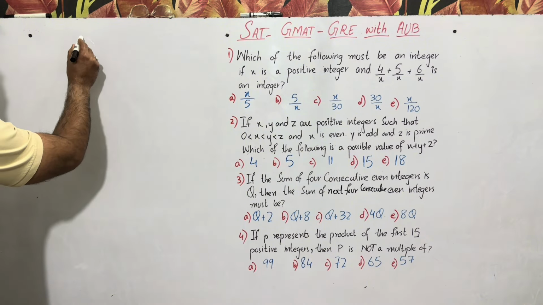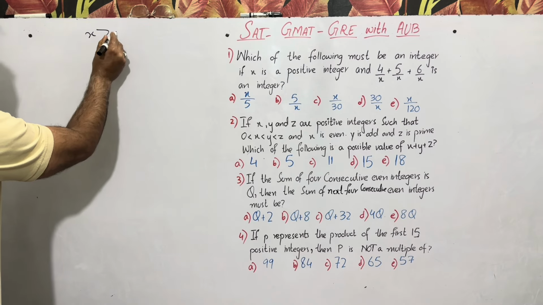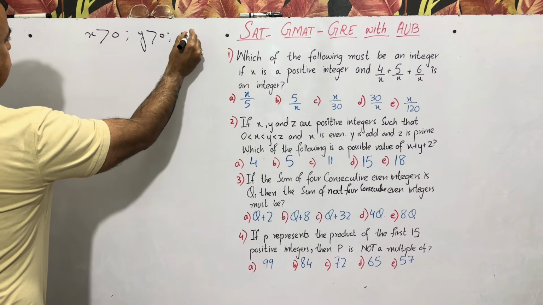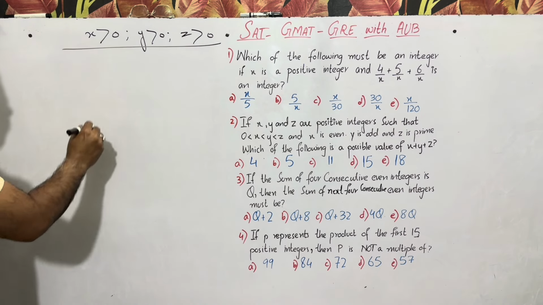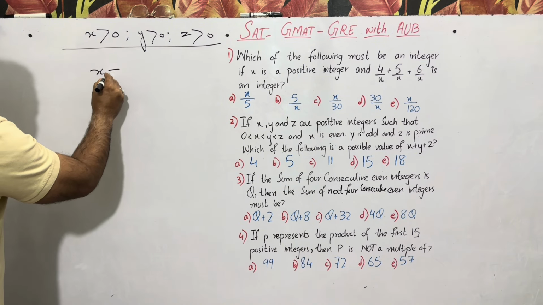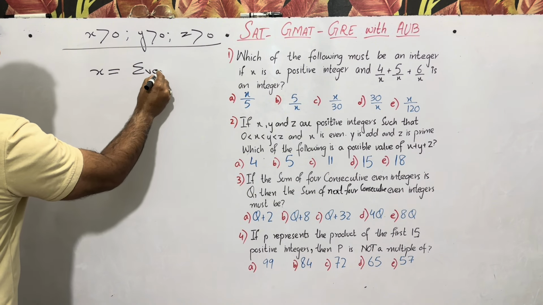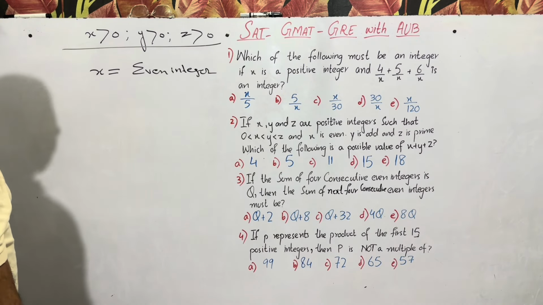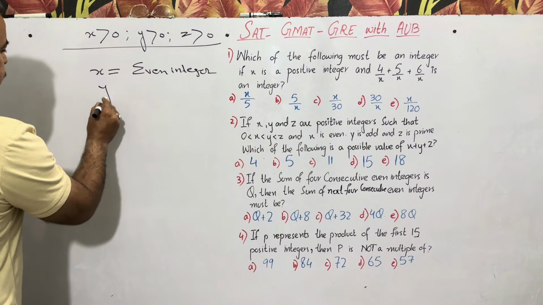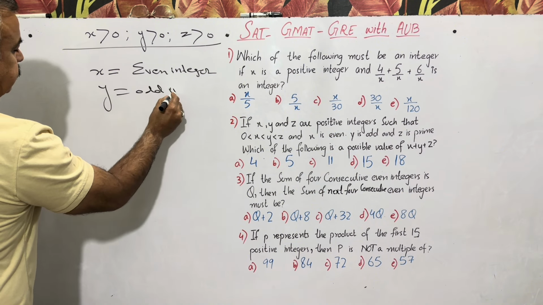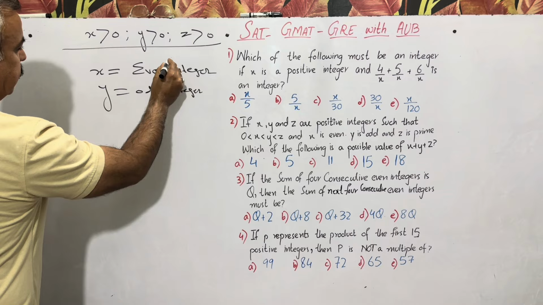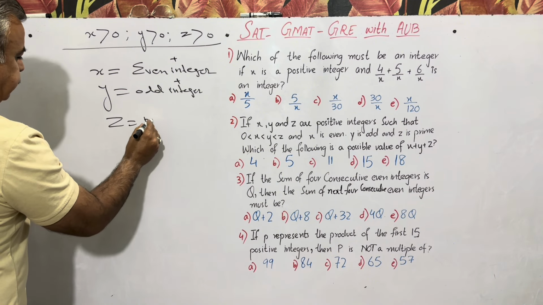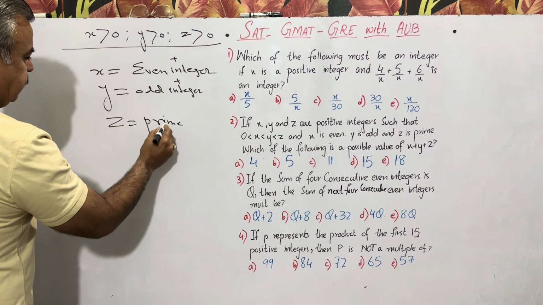We have restrictions. x is greater than 0 because it is positive, so are y and z. They are all positive. Furthermore, x is an even integer, and y is an odd integer, and z is a prime.